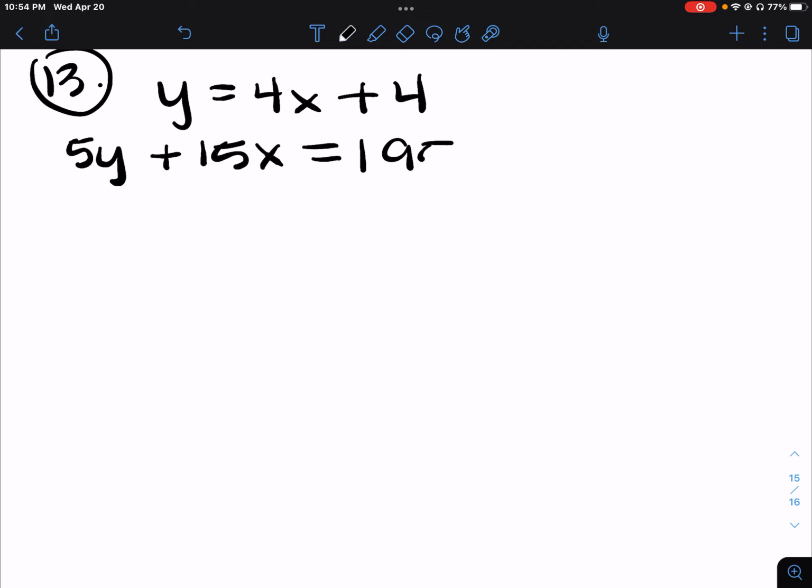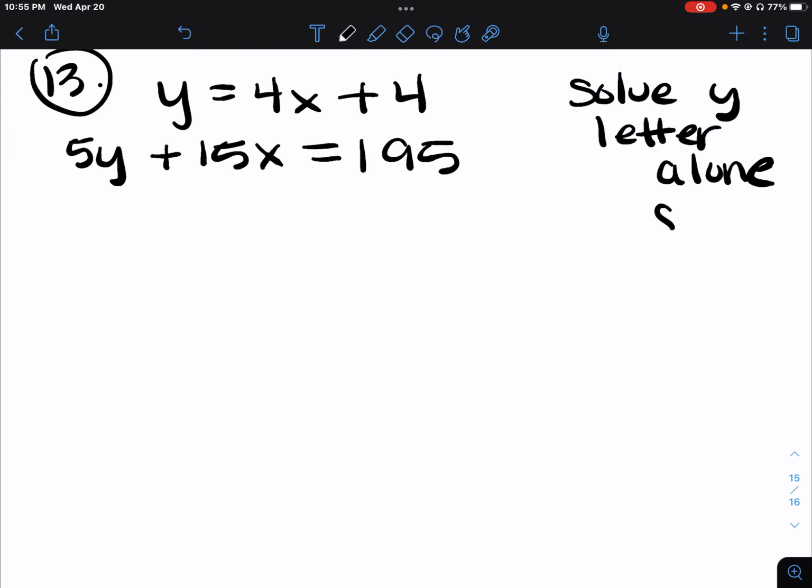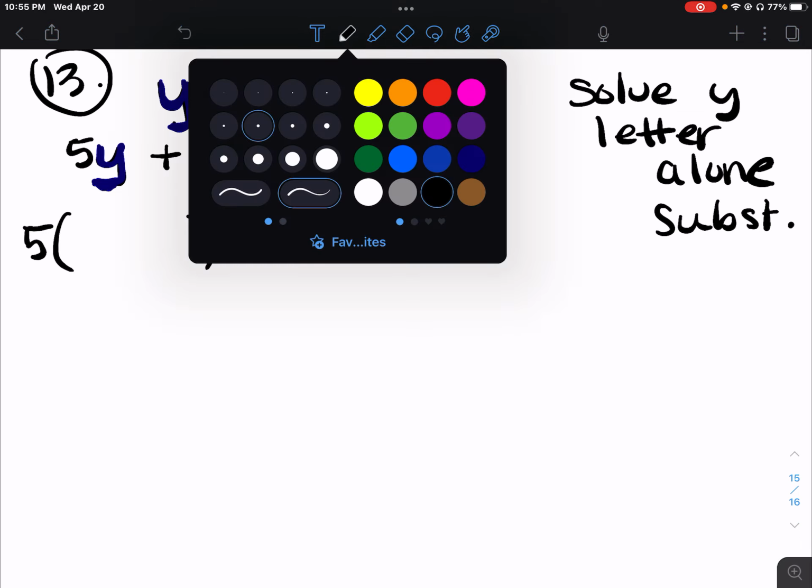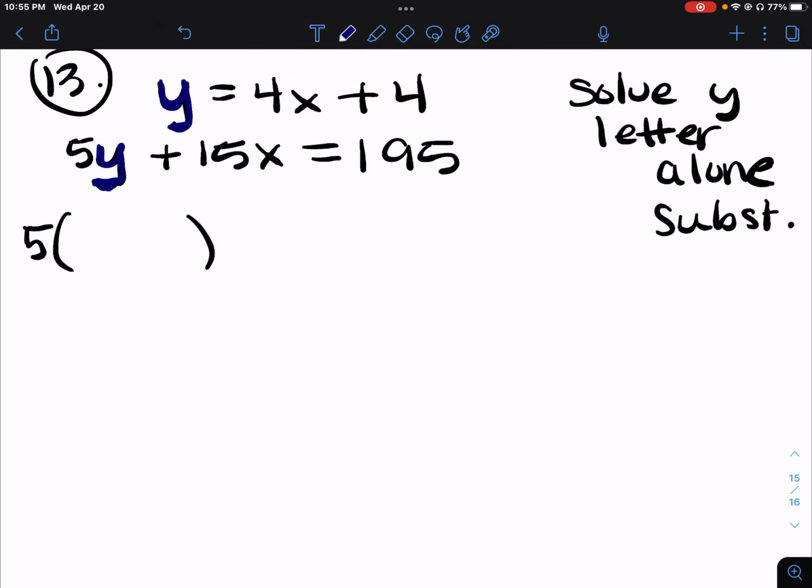Okay, this one says solve for y. We have a letter alone, substitute. What letter is alone? Y. So that means we're going to replace y right there with what y equals. So 5, what are we replacing y with? Instead of 5 times y, y is 4x plus 4.